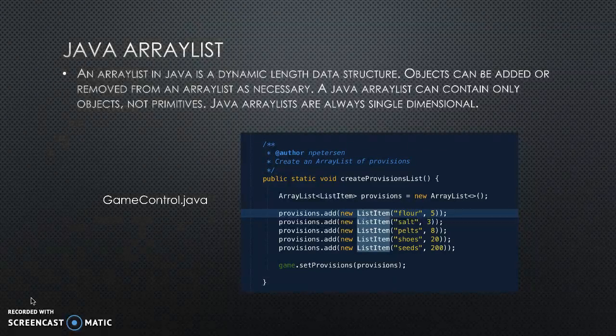So in our example here, we have the GameControl class. In this GameControl class, we create an array list of ListItem objects, and this ListItem has a name and a number associated with it. And so we have an example here of setting an array list of ListItem objects for provisions. And we can see that later when we go through the program.